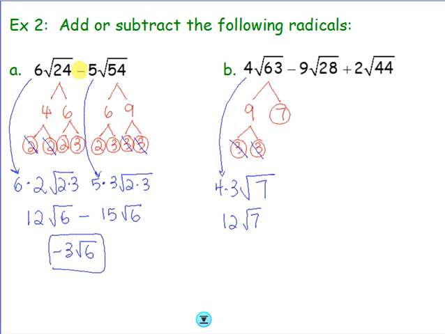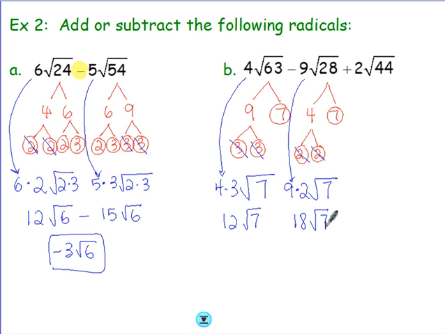Next radical, we have 28. So we have 4 times 7. 4 is 2 and 2. We have a pair of 2's, cross those off. Outside the radical is a 2. The 7 is left inside. The 9 has to come down. So we have 18 radical 7.